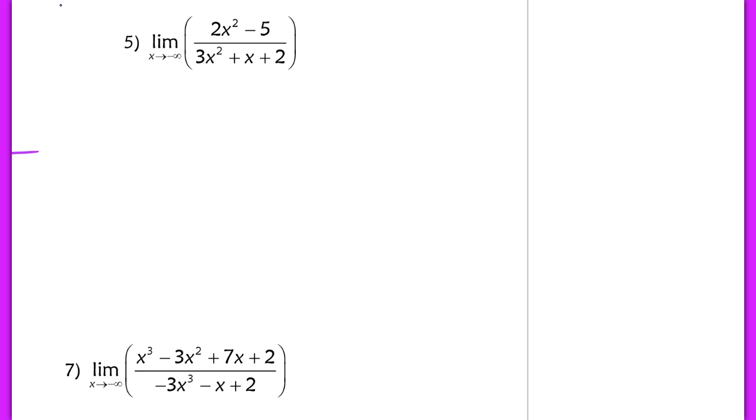Okay, number 5, we're working on finding the limit as x approaches negative infinity of this particular rational function. So let's use the same idea as number 4. If we're looking at really large values of x that are negative, then it doesn't matter if we subtract 5 from that numerator or if we add x plus 2 here. The biggest impact on this function is the fact that we have 2x squared over 3x squared.